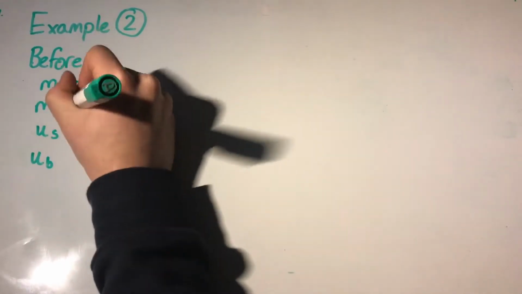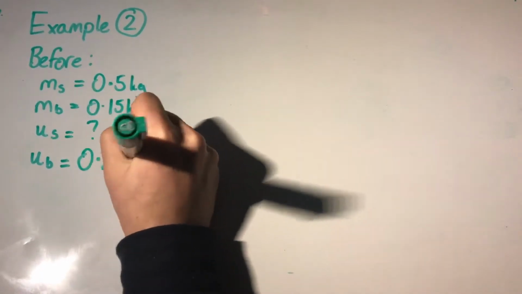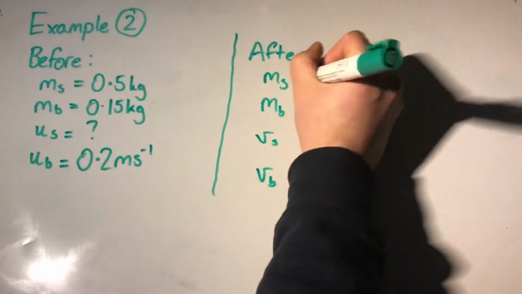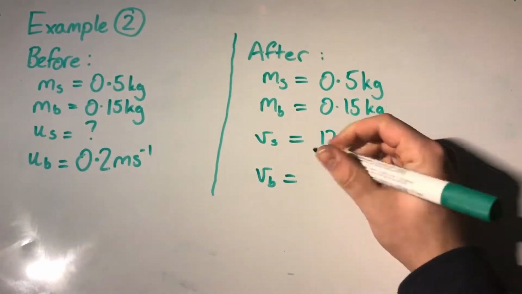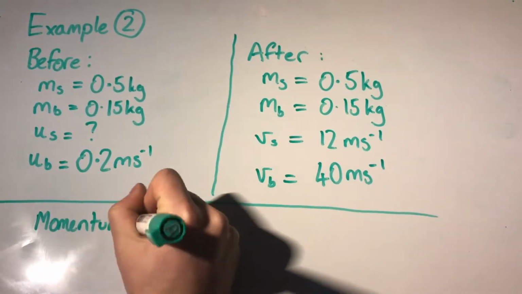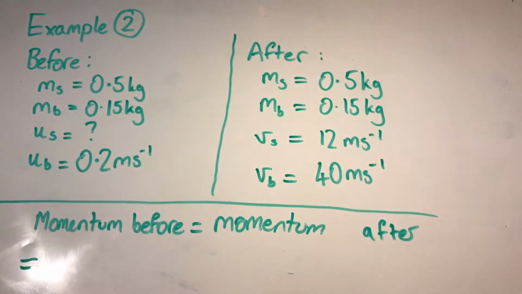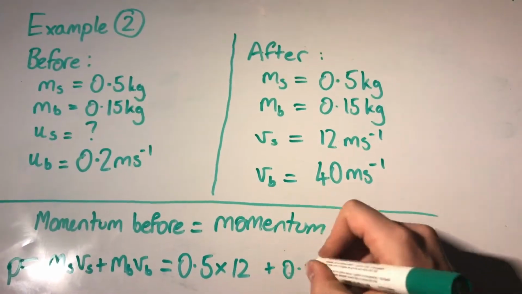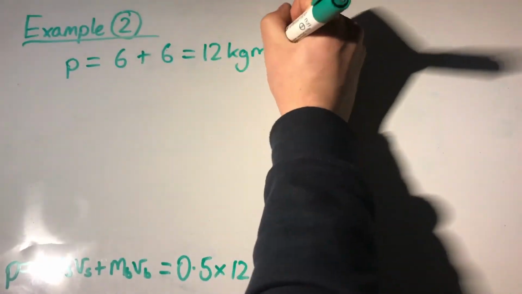In this case, we're going to try to figure out the velocity of the stick before the collision. The mass of both the hockey ball and the hockey stick remain unchanged, whilst the initial velocity of the hockey ball is now 0.2 meters per second, and the final velocity of the stick is 12 meters per second, and the final velocity of the ball is 40 meters per second. Again, by the law of the conservation of momentum, we know that the momentum before the collision is equal to the momentum after the collision. Therefore, we calculate the momentum as 0.5 times 12 added to 0.15 times 40, which is 6 added to 6, which is equal to 12 kilogram meters per second.